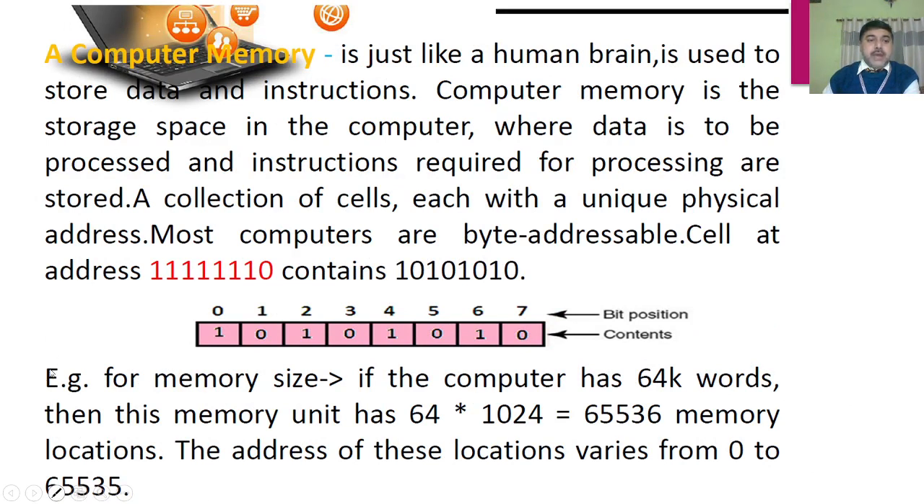Computer memory, as the name suggests, is just like a human brain. As we have a human brain where we store data and instructions, we can store data and instructions in a computer memory. Okay, so all the data and instructions that are stored in this particular section, we are going to work on it.